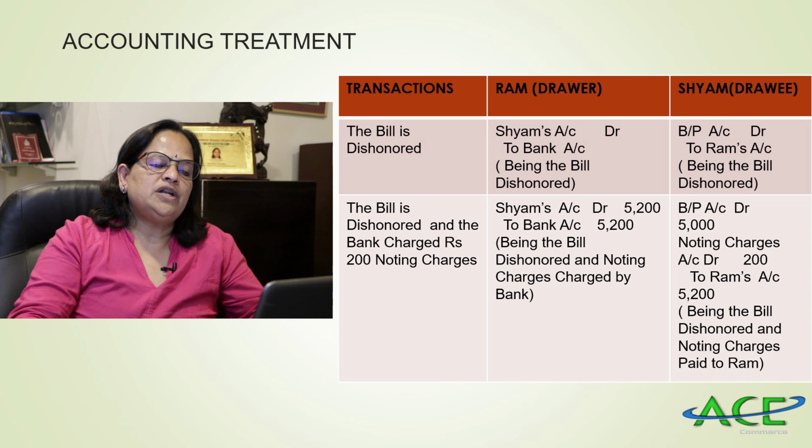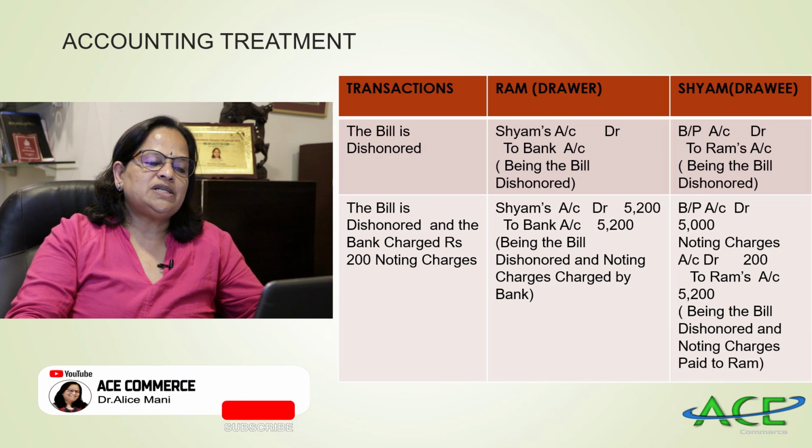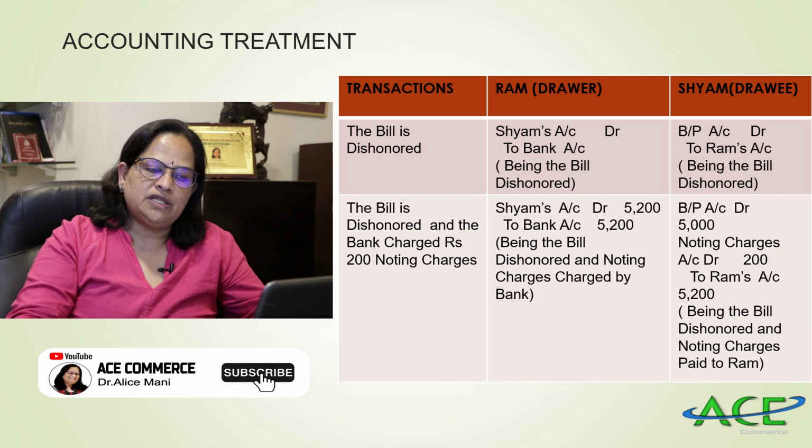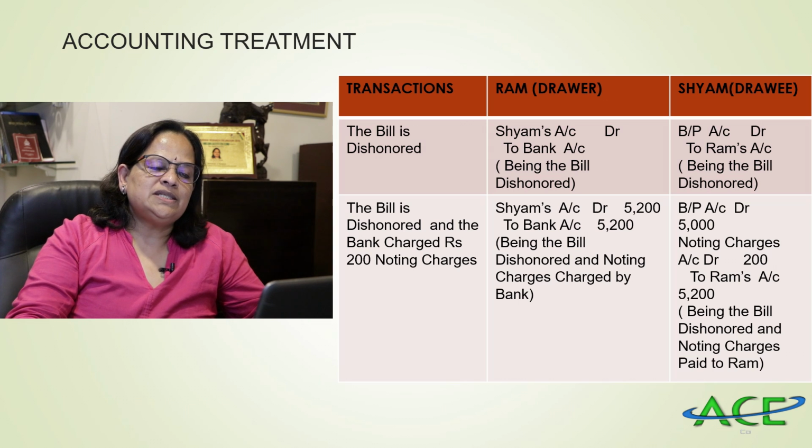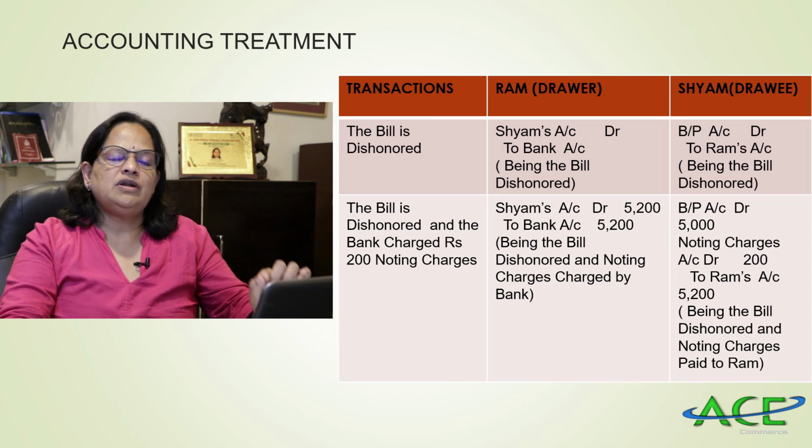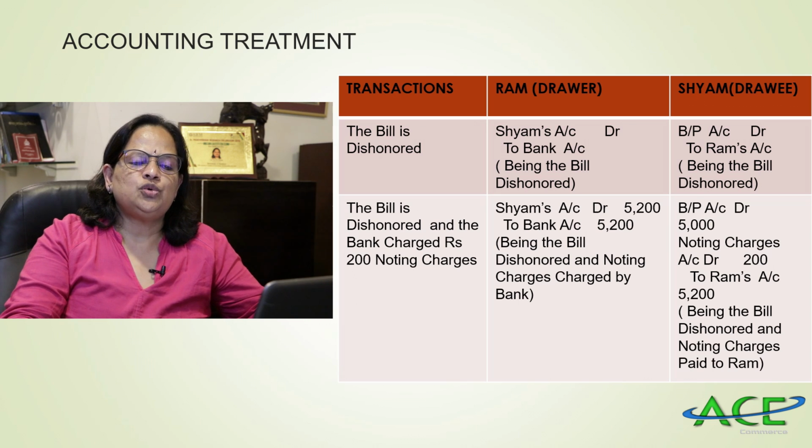Now the bill is dishonored and the bank charged rupees 200 as noting charges. So the transaction is Shyam's account debit 5,200 to bank account 5,200, being the bill dishonored and noting charges charged by the bank is 200. So the amount of the bill is raised to 5,200.